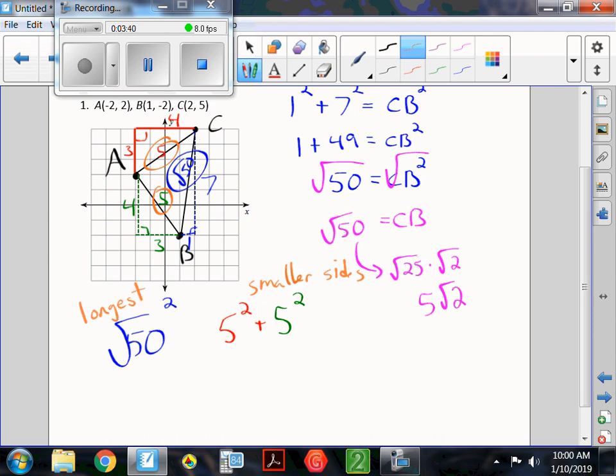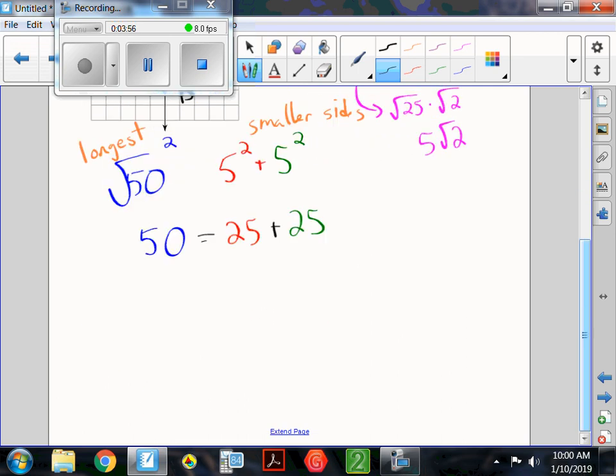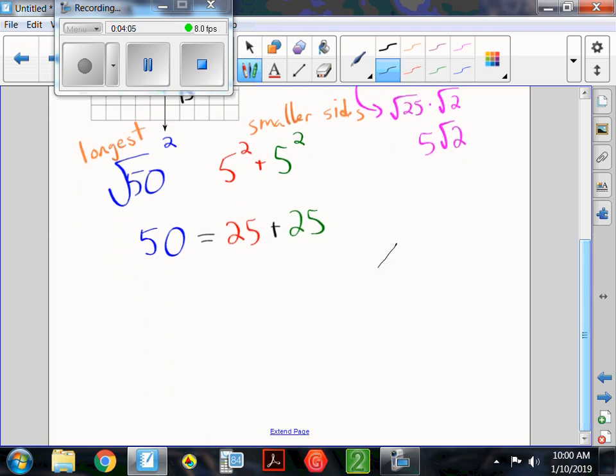Square root of 50 is the longest side. So square root of 50 squared is 50. 5 squared is 25 both times, doesn't change. So 25 plus 25 is 50. So because it's equal, 50 equals 50, that means my entire triangle, my 5, 5, root 50 triangle, is in fact a right triangle.